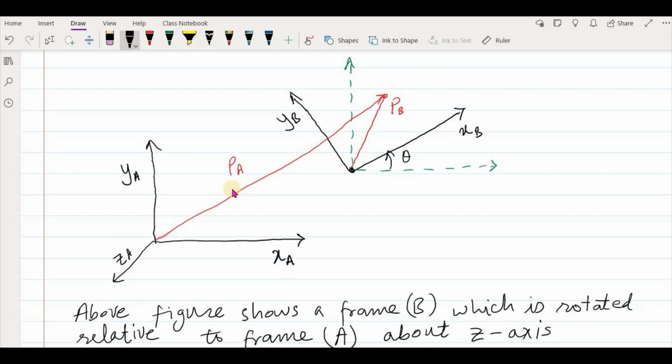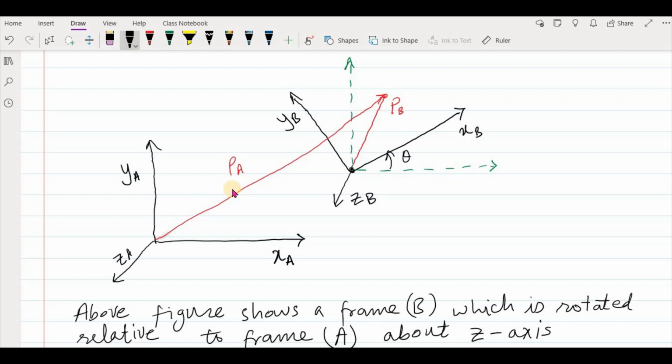And here too. Is it? No, it doesn't make sense because the z-axis should be parallel. So ZB. Yes, this is the z-axis. So the rotation of this frame B is about the z-axis. So this is the right-hand rule here.